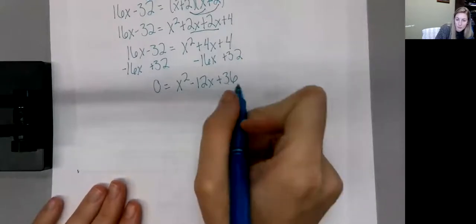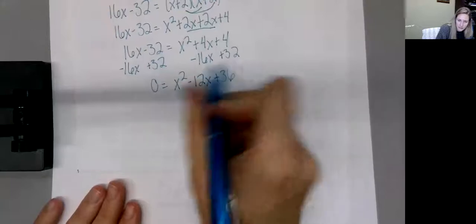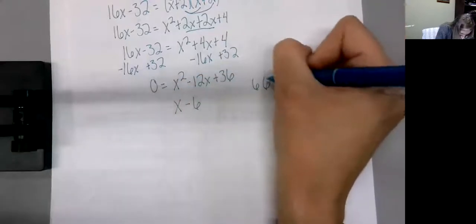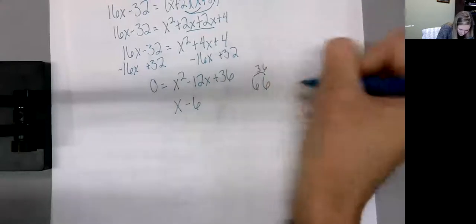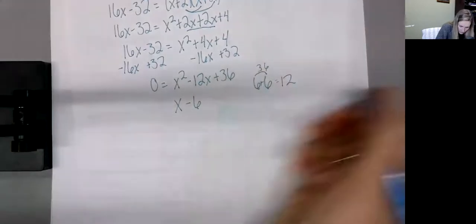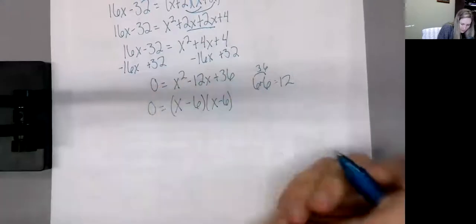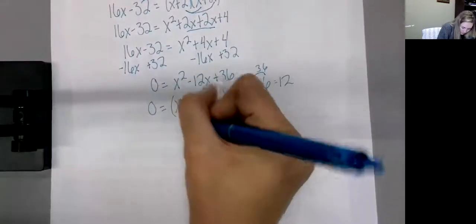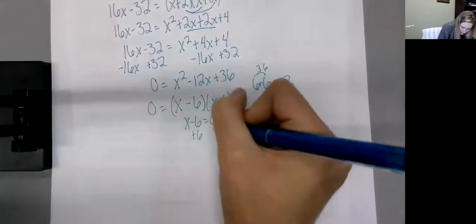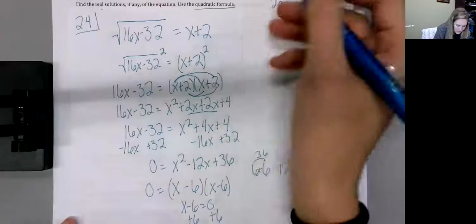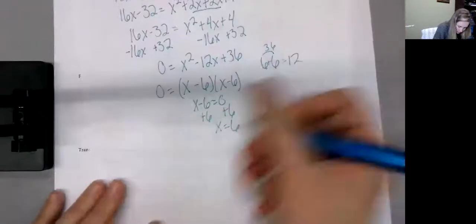Factors of 36 that multiply and then add to get 12 would be 6 and 6, because this is a perfect square. So we'd have x, and since it's subtract here, I'm going to write 6 and 6 over here. So it'd be x subtract 6 times x subtract 6. But they're both the same, so I'm only going to work out one of them. Add 6, we get x equals 6. We need to check this. So on this side, when we put 6 in, we'd get 8. I'll write it down here.